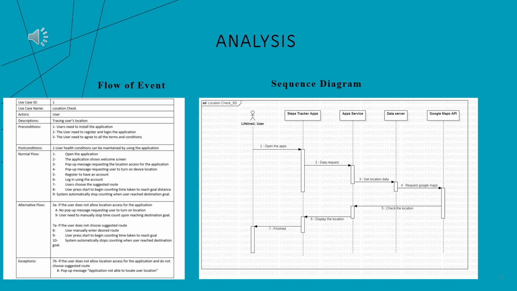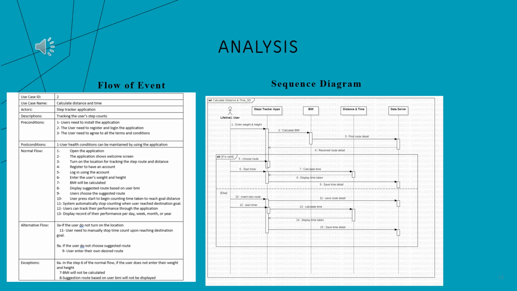In this slide, there is the flow of events and the sequence diagram for use case ID1, which is location check in the Step Tracker application. The user needs to open the Step Tracker app, and after that, the app will send a data request to the app service, which leads to getting the location data in the data server. The data server needs to request Google Maps with the Google Maps API. Soon, the user can check the location and display the location that the user wants.